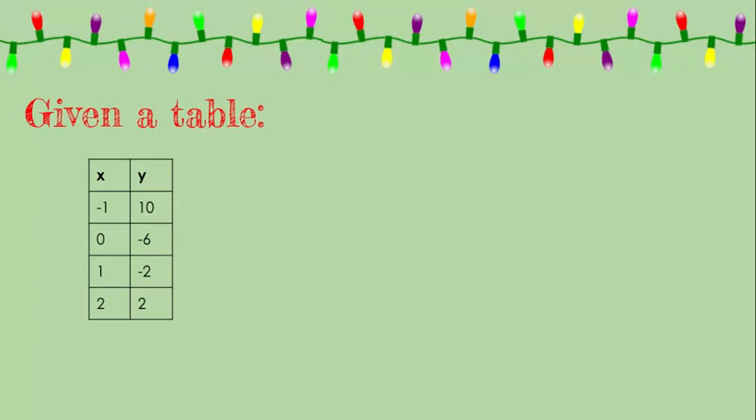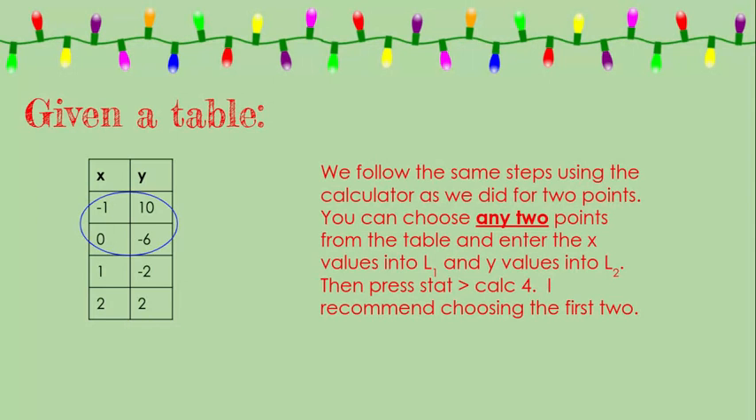Now, given a table is very similar, so I'm not going to walk through a whole example. This table is made up of 4 ordered pairs, or 4 points, that fall on the line. So we can use the exact same steps we just used in the example before by choosing any 2 points from this table. We have our x's and our y's, so we can enter the x's into L1, the y's into L2, and press Stat Calc 4.